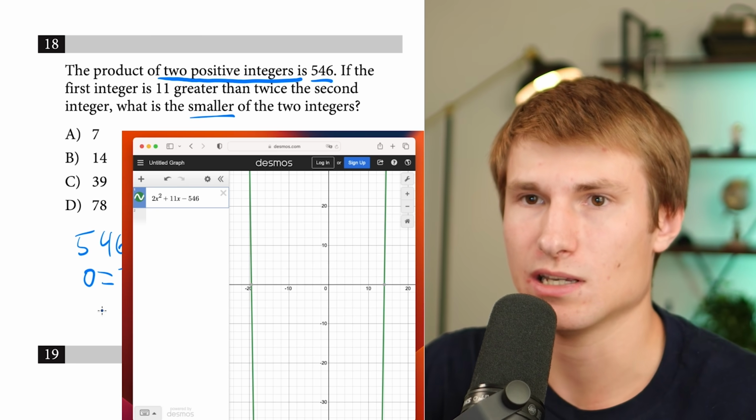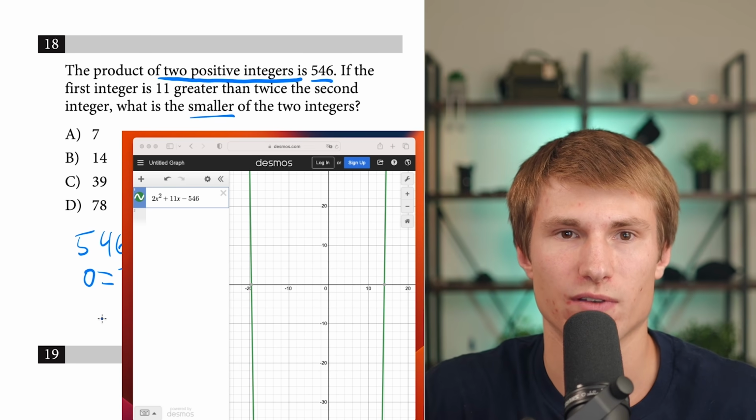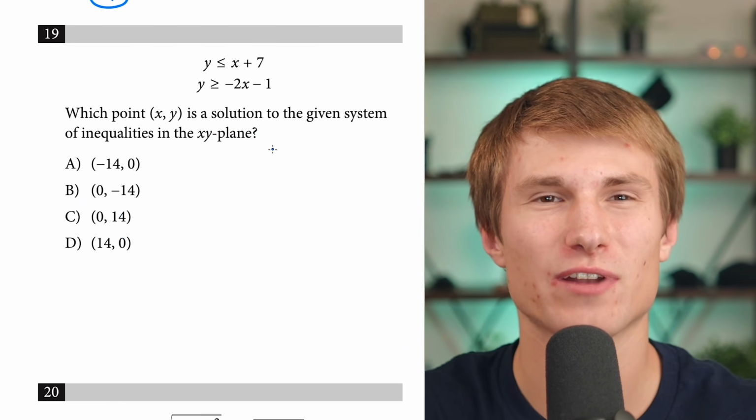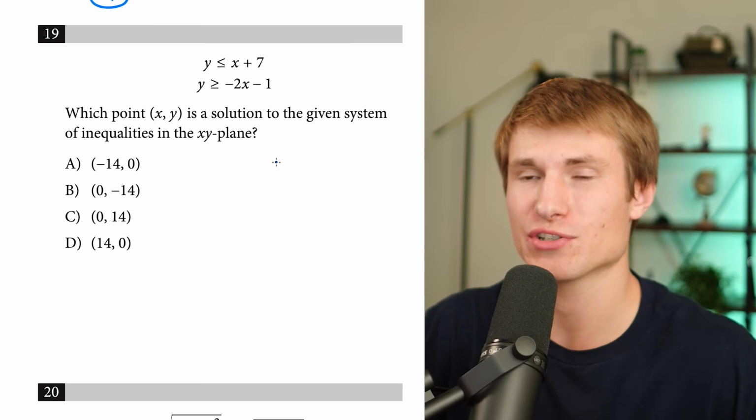Okay, so 14 is going to have to be your answer for the value of S. So our answer there is 14, which is answer choice B. Here's an example of an SAT math question where I would use substitution to solve the question quickly.